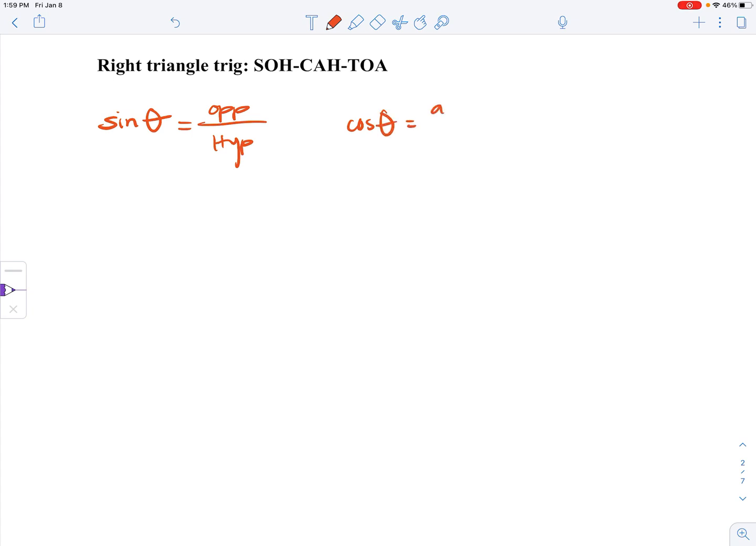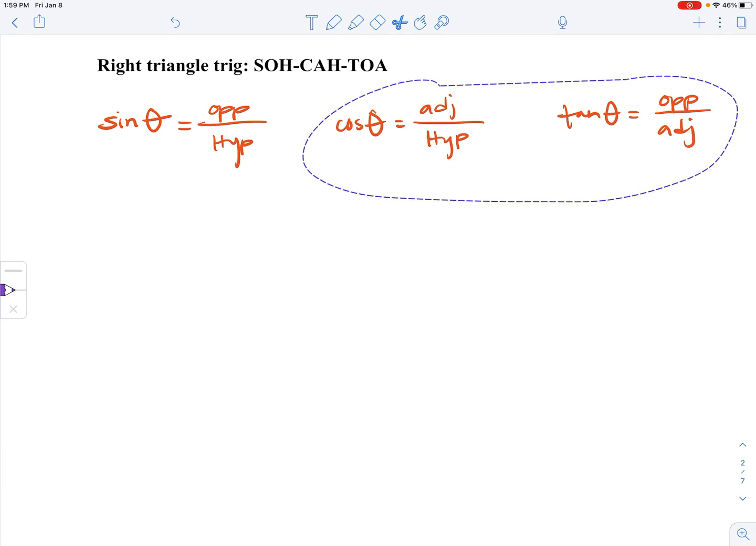For cosine theta, that's adjacent, so the side next to theta, over hypotenuse. And then tangent of theta would be equal to the side opposite over the side adjacent.